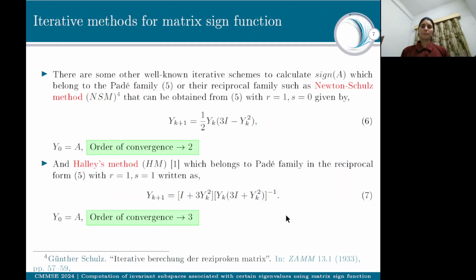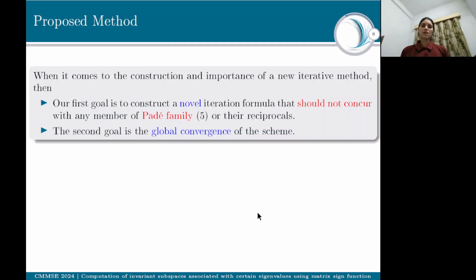plus s plus 1. There are some other well-known iterative schemes to calculate sign of A which belong to this Padé family or the reciprocal family, like the Newton-Schulz method, which can be obtained by giving r equal to 1 and s equal to 0, and we will get equation 6. Another method is Halley's method, which can be obtained by putting r equal to 1 and s equal to 1. Its order of convergence is 3. So, motivated by these methods, now we will construct our proposed method.